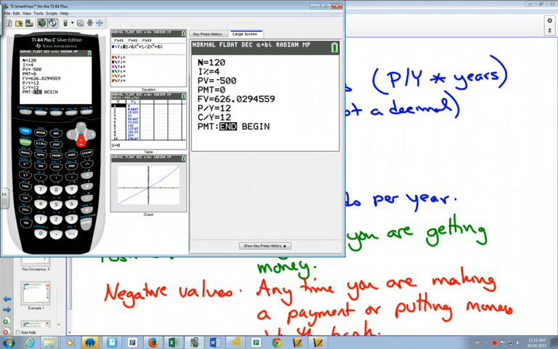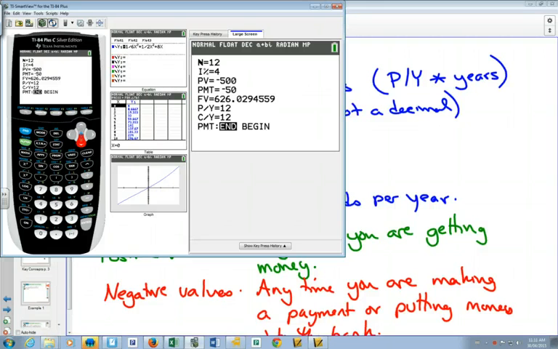How does this program? Well, you've already got $500 in the bank. Then you get to put an extra $50 a month into that. So we go negative 50. And now, let's say that's per year. Let's see what happens after 1 year.